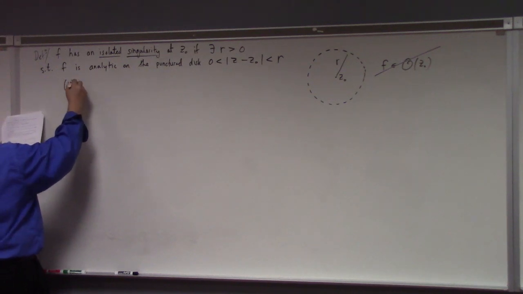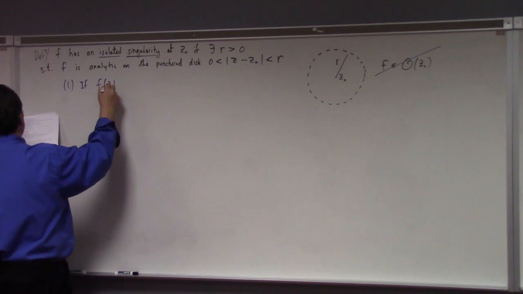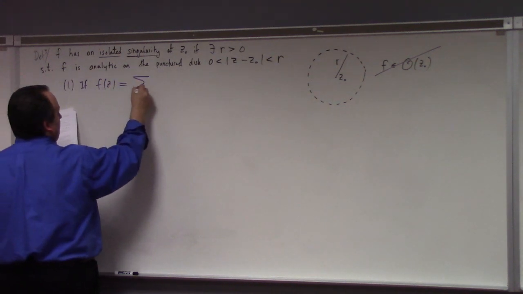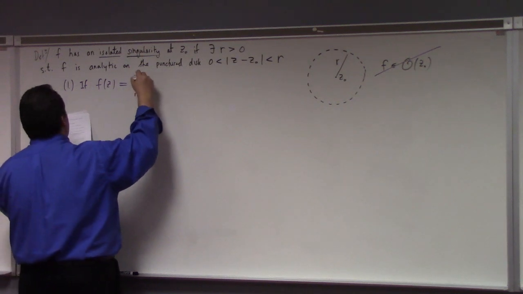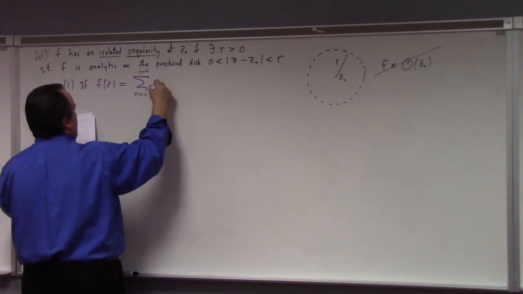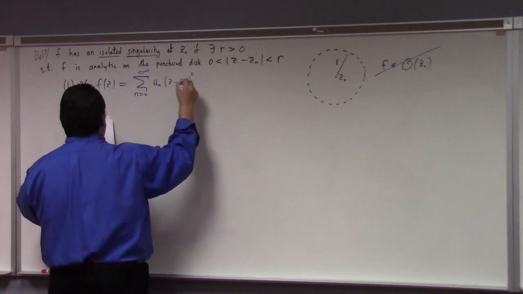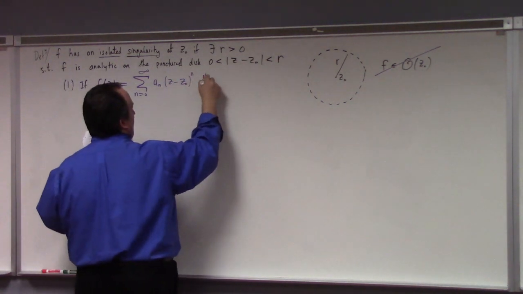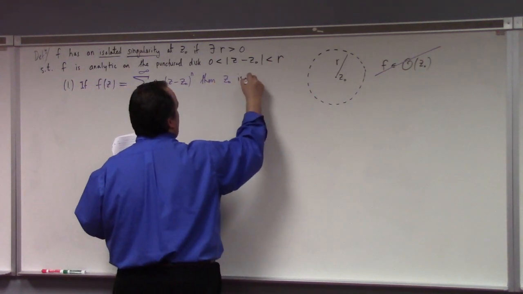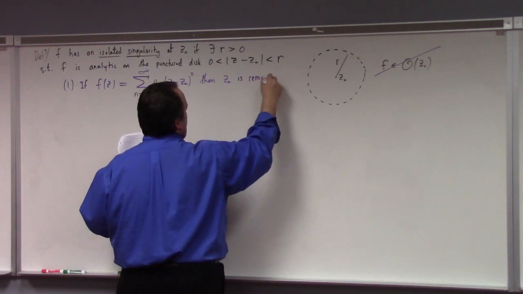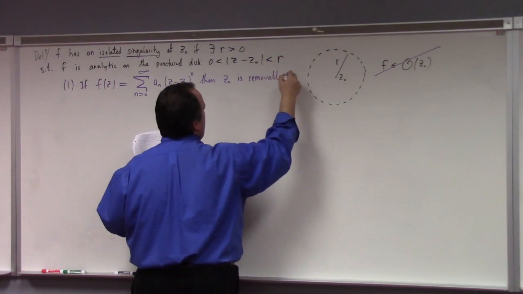Number 1, if f of z equals the sum over n equals 0 to infinity of a sub n times z minus z naught to the n, then z naught is a removable singularity. I can't spell removable. Or maybe I can. I don't know. Removable singularity.